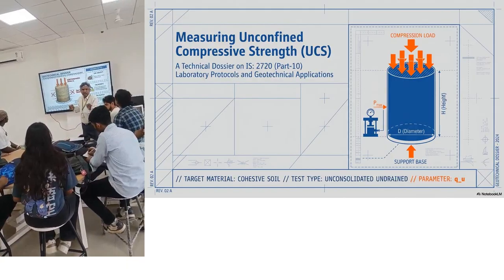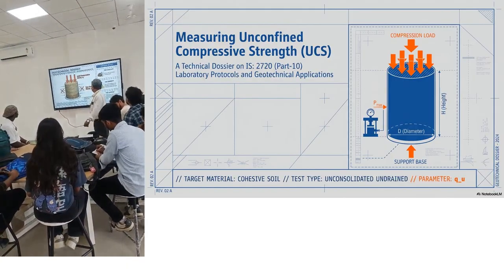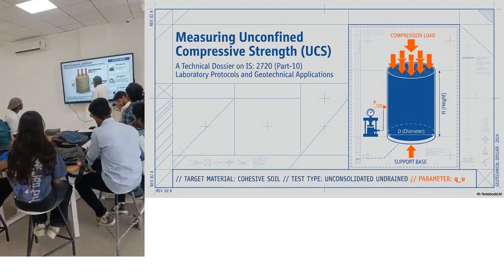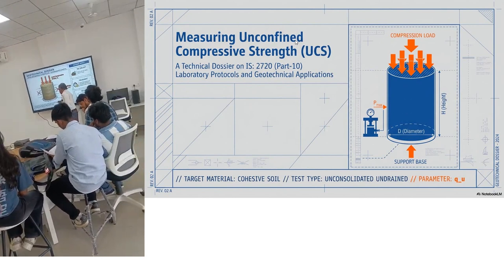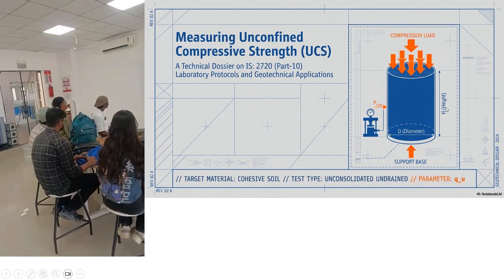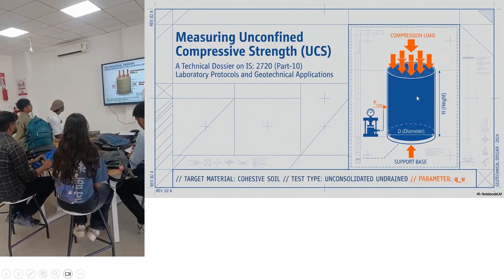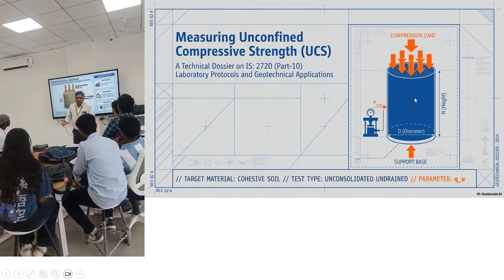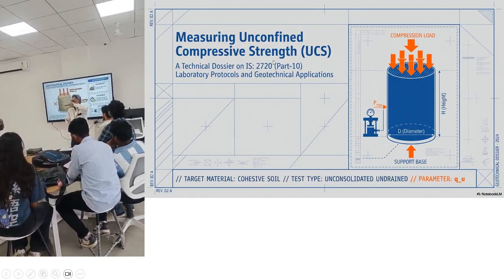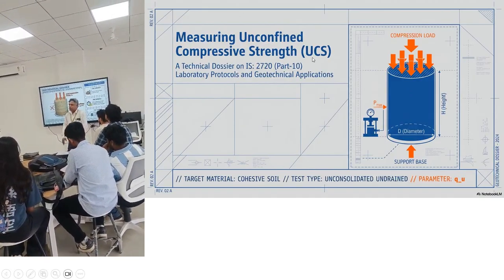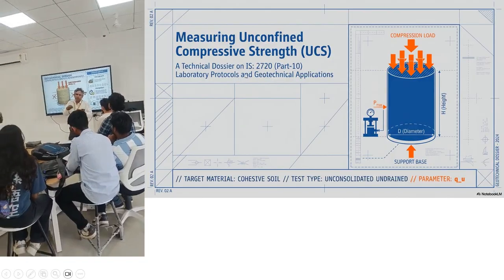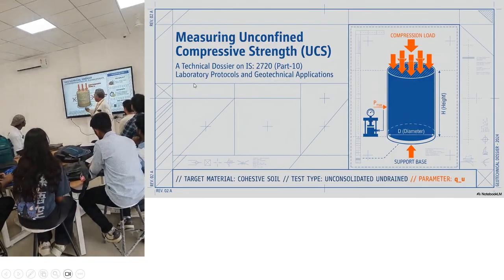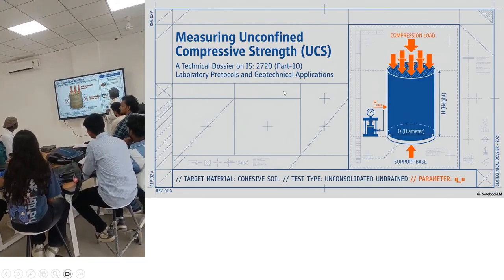If you are providing some external support or a cover to the specimen, that is said to be confinement. Here you can observe that the soil sample does not have any external boundary and is left as it is per the site conditions, so there is no confinement. This test is called the unconfined compressive strength test, and it was performed as per IS 2720 Part 10.